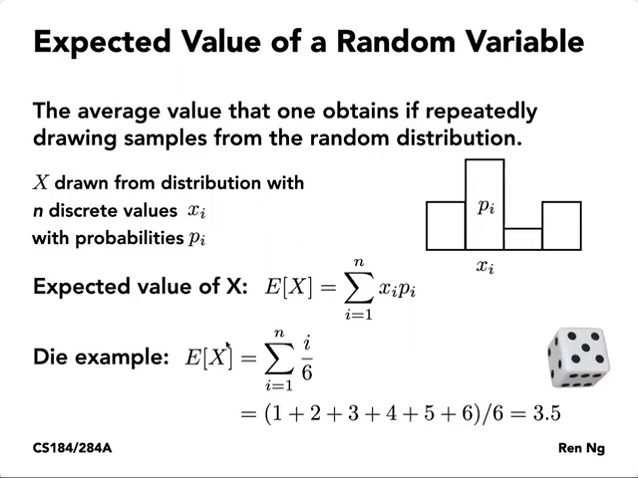In the die example, the expected value of this random variable, that is the expected value of the number that we get on the die when we roll it, is equal to what? It's equal to the sum from I equals 1 up to 6 in this case, of I times p sub I, which is 1 over 6. And if you write that out, it's actually 3.5. So the expected value in rolling a die is 3.5.